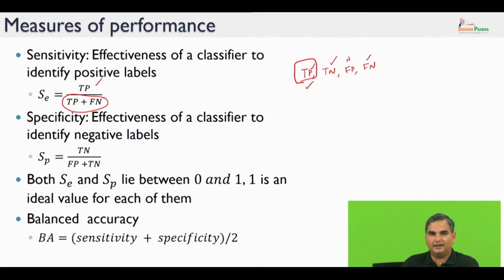Specificity, on the other hand, is the effectiveness of a classifier to identify negative labels, and using the same logic you can quite easily find that the specificity will be TN divided by FP plus TN, because these are the total number of negative labels correctly identified among all the negative labels. So, true negative will be negative labels, and false positive will also be negative labels, that is, the true condition of these will also be negative. So, you get this ratio.